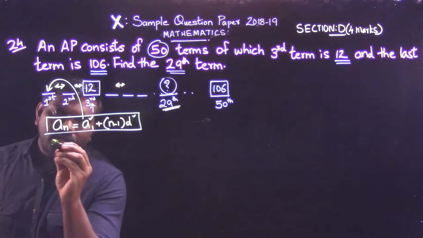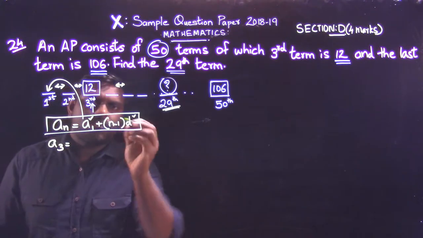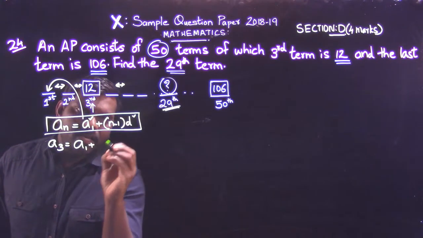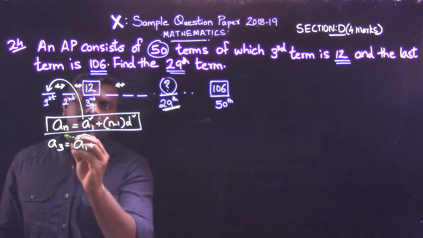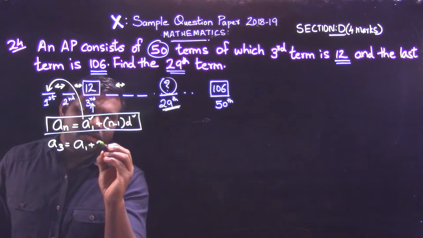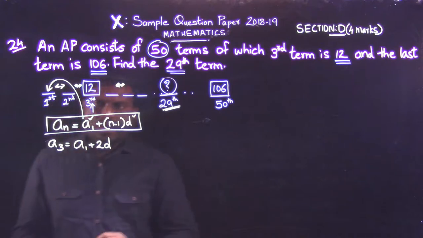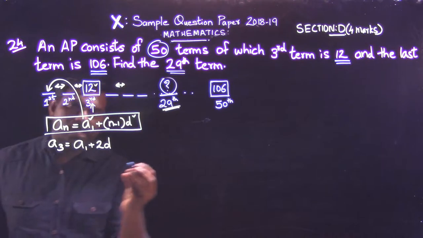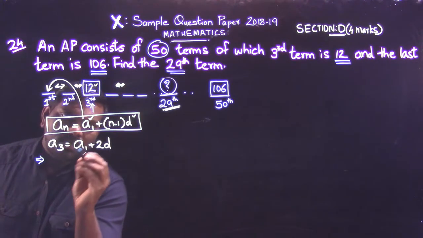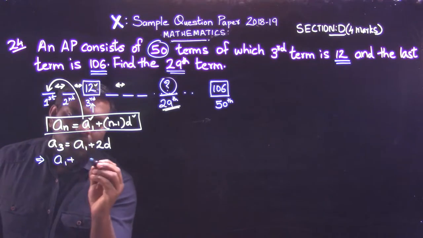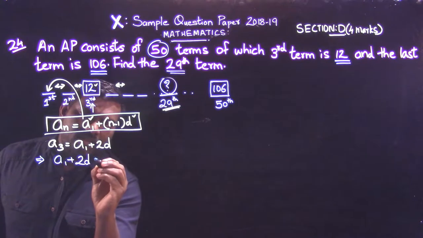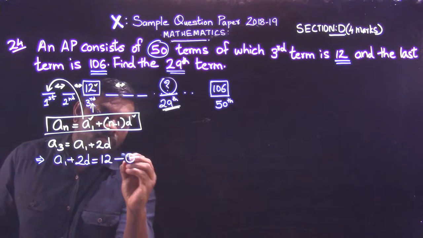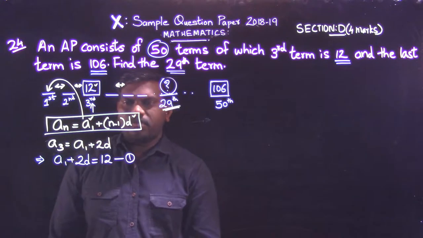Now, you know how to write A3 with the help of this formula. It is nothing but the first term, which I don't know. I'm keeping it as A1 itself, plus (n minus 1) d. So n over here is 3, so 3 minus 1, it's going to be 2d. And I know very well what the value is. The value is 12. So I am going to write this one as A1, I don't know, plus 2d, and that is going to be equal to A3, which is 12. That is going to be your equation number 1. Clear? So that is your equation number 1.